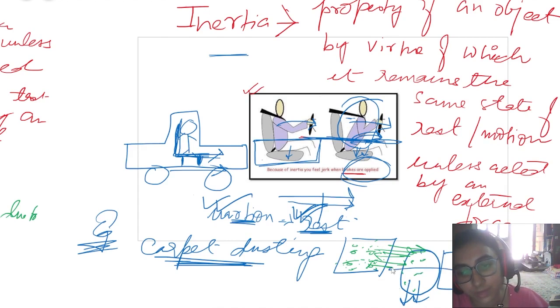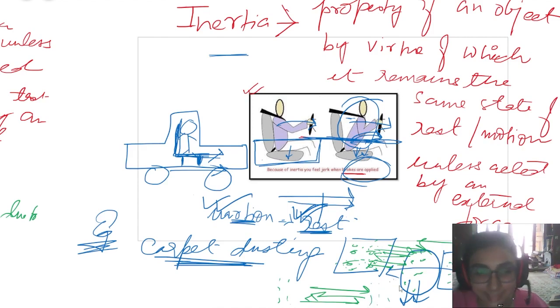Again, when it moves back here from here, the remaining dust particles cannot cope up with the inertia, they cannot cope up with the speed of the carpet, so the remaining dust falls. So like this, when the carpet is doing a to and fro motion, the dust particles constantly fall off. So this was a very easy example of the first law.